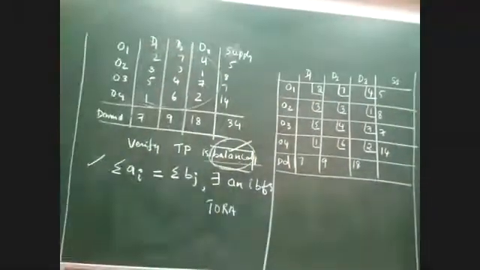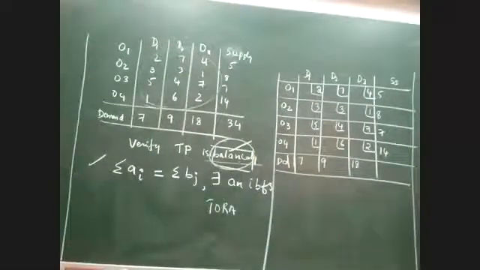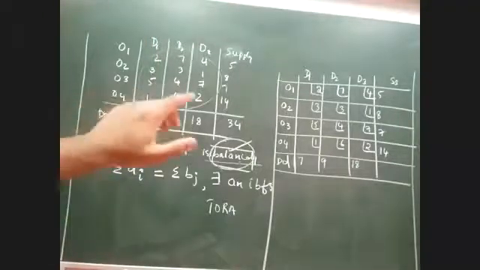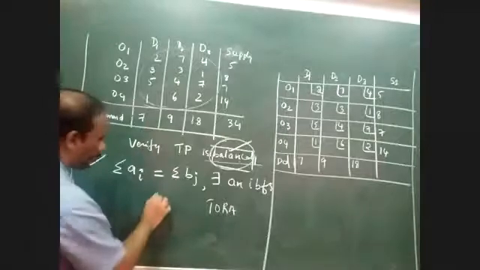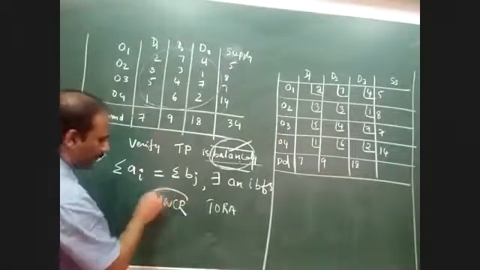I think everybody is clear till this step here. I've just rewritten the entire value in a common format. Once this format is ready, now let's start solving the problem. As I already said, this method is called the northwest corner rule method.